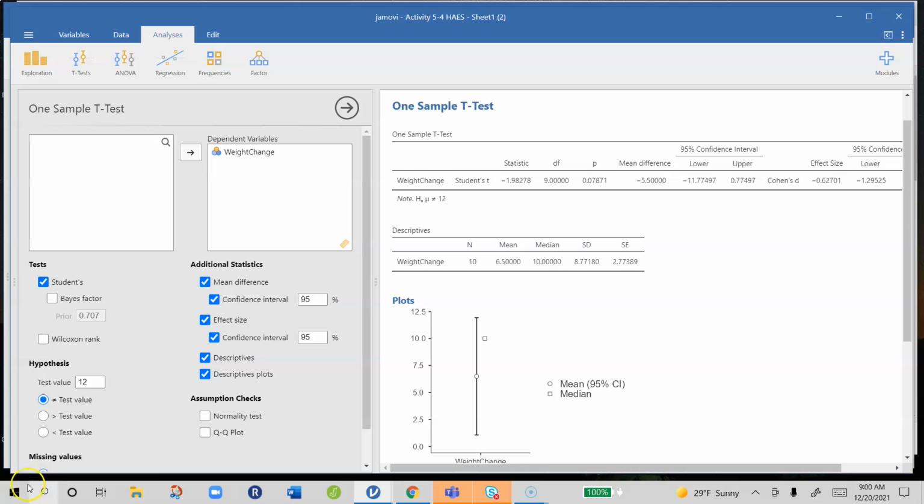So that is what you need to do for this particular activity. Okay, good luck.